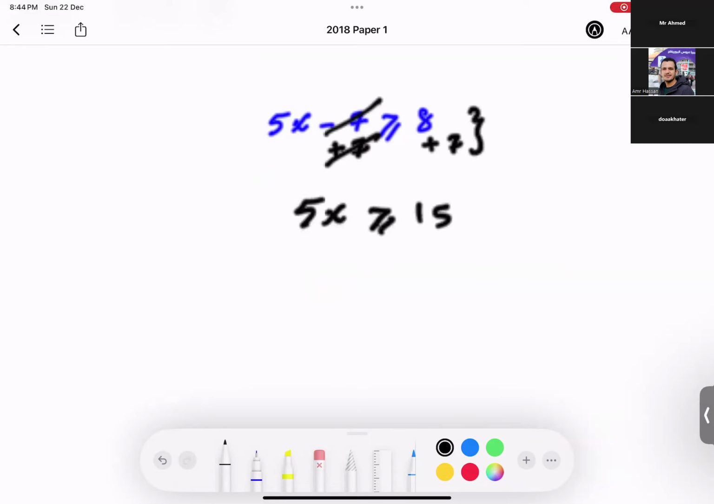Where did you get 15? Yeah, trying to add those together. And then 7, so it's supposed to be 15. And then I need to divide each single side by 5, so this one by 5 and this one also by 5. So x is greater than or equal to 3, right?